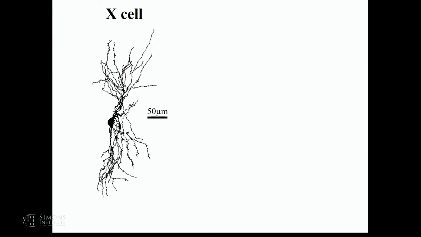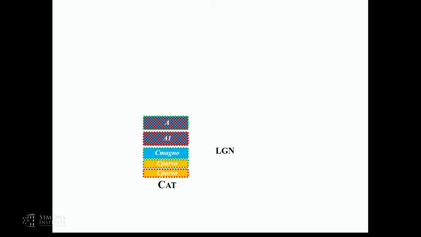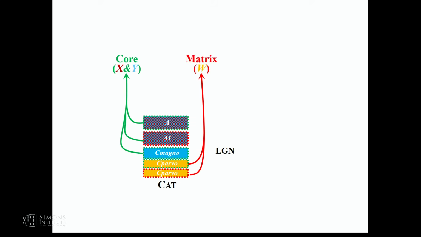But again, here's a typical X cell in the cat. This is data from the cat, and Y cell. So even at the LGN level, there's different morphology for each of these channels, the same for the W. But another interesting feature, if we look at the lamination in the cat, is that the X and Y cells that are found in the A layers and this layer here represent the core pathway from the LGN to cortex. It's the W cells that represent the matrix pathway. Remember, these are the inputs that innervate mostly middle layers of cortex. This is the input that innervates mostly layer 1.